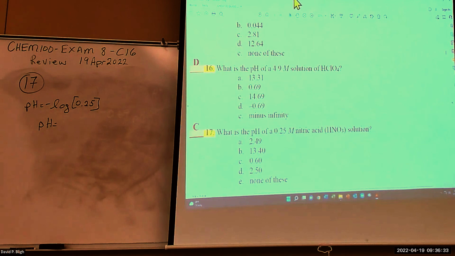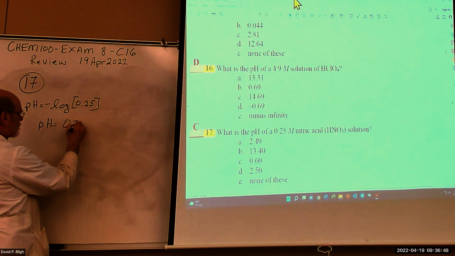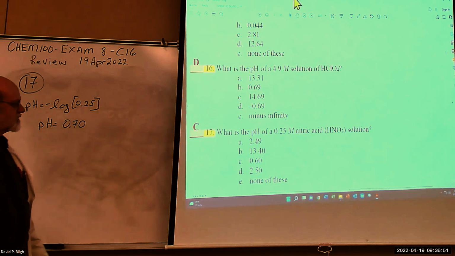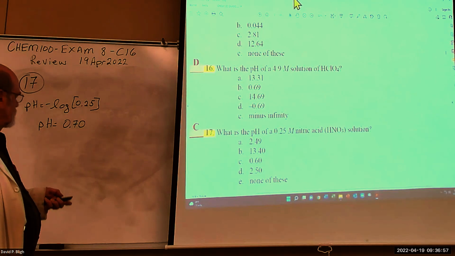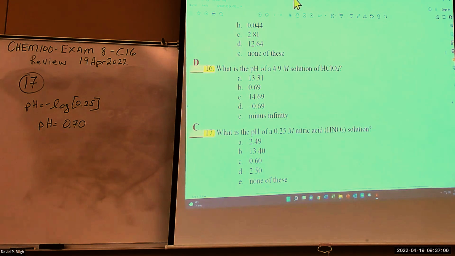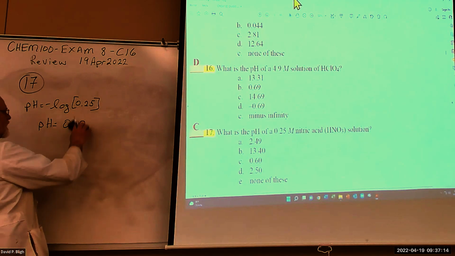All right, 0.25. Take the log of that and change the sign. And we have two significant figures. We need two decimal places. 0.70. pH is 0.70. 17. 60? Whoa, hold on a second. 0.25. Take the log of it, change the sign. Oh, my mistake. It is 60. I misread it.